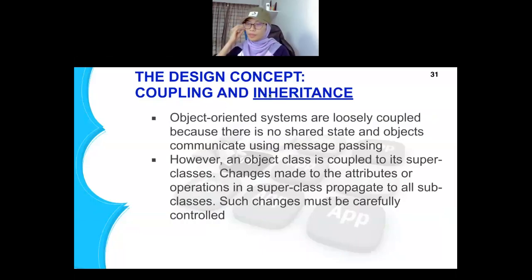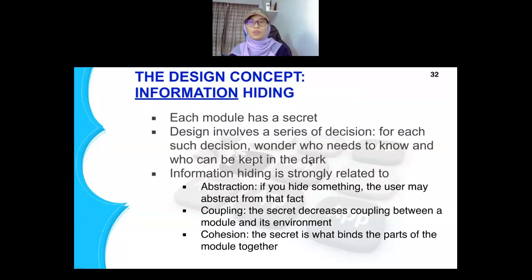Next is coupling and inheritance. Object-oriented systems are loosely coupled. Normally when we talk about object-oriented systems, they are loosely coupled. But an object class is coupled to its superclass.